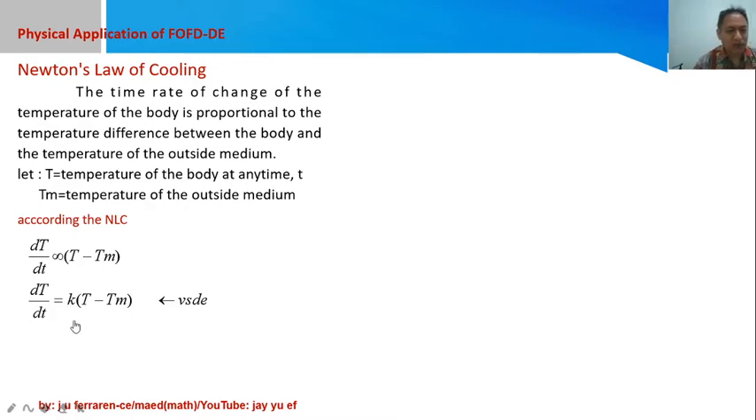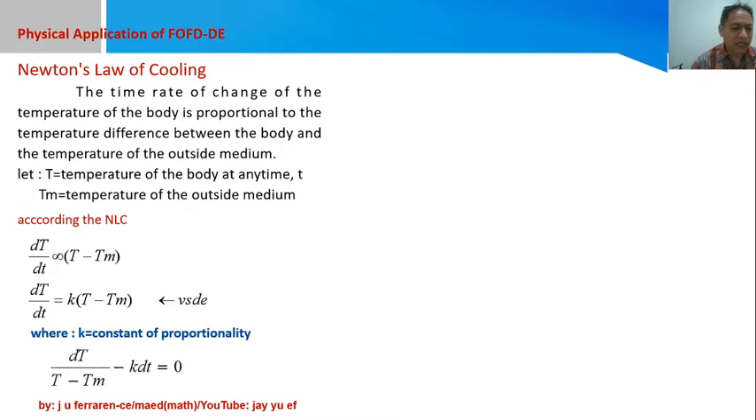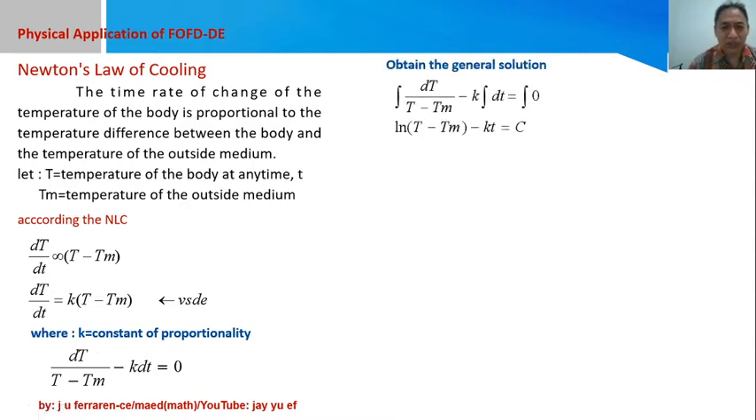Now, in order to form an equation, I introduce the constant of proportionality k, and I notice that the DE is a variable separable DE. So I can proceed with the variable separation. By the way, k is a constant. Separating our variables, letting one side be 0, I can now do the integration to obtain the general solution. So we have the integral of du over u form, so we have ln of T minus T sub m, minus k times t, equal to C.